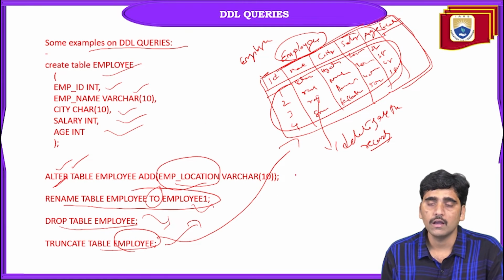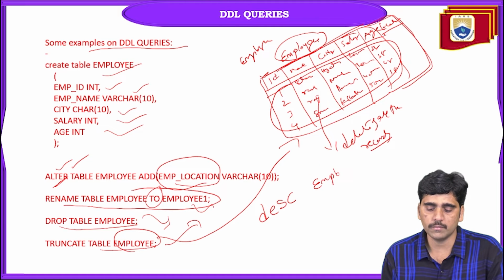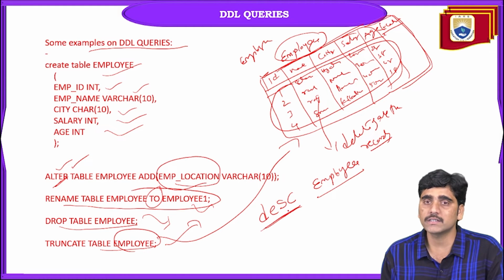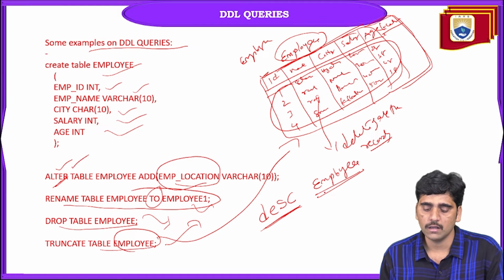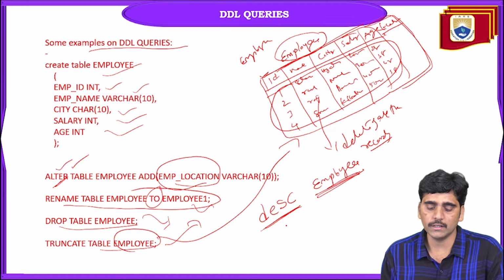How can we see the table structure actually? We can see the table structure by using DESC space table name. DESC is a description, or describe, of the employee table. So what will it show? ID, name, city, salary, age, location, along with the data types.